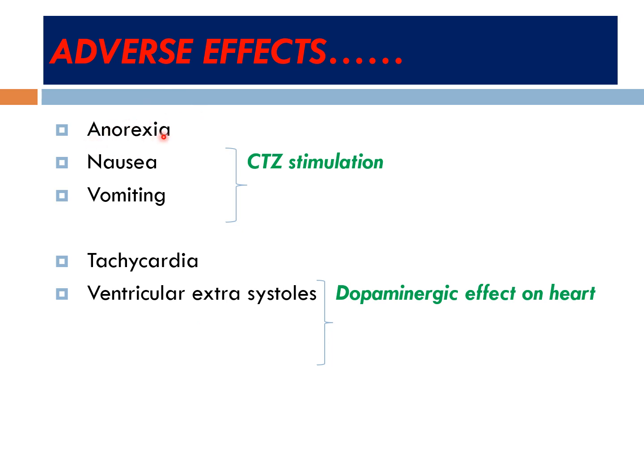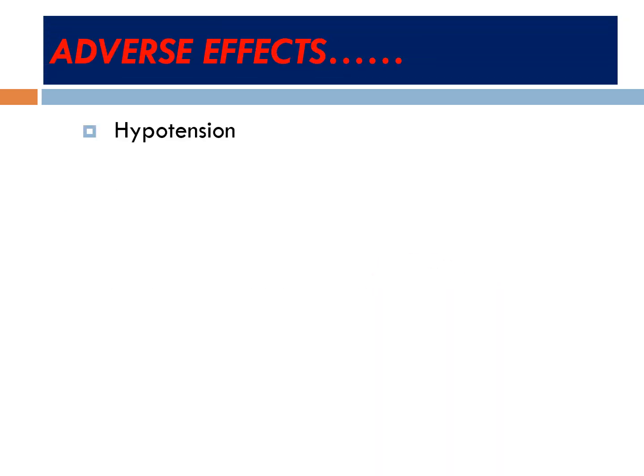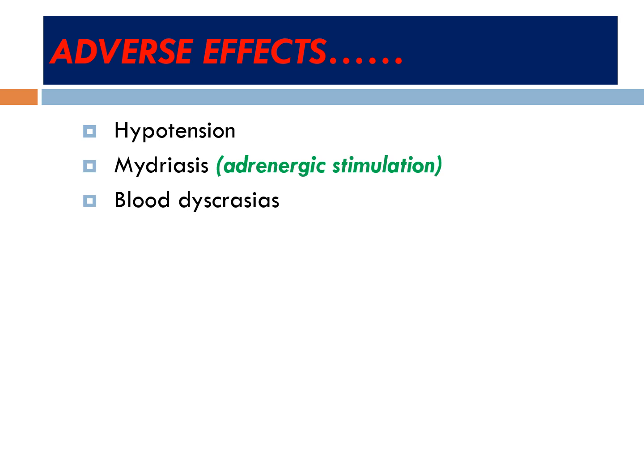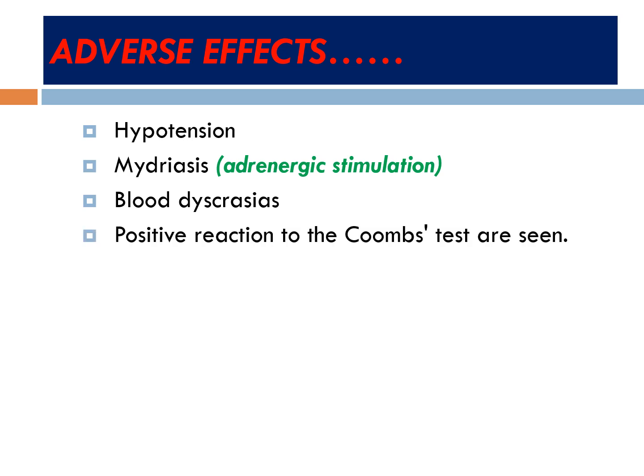It can cause anorexia, nausea, and vomiting by stimulating the chemoreceptor trigger zone, and it can cause tachycardia and ventricular extrasystoles through the effect of levodopa on the dopaminergic receptors on the heart. Similarly, it can cause hypotension and mydriasis, which is due to its adrenergic stimulation. There is blood dyscrasia, in which hemolytic anemias can be seen. Then we have a positive Coombs reaction.